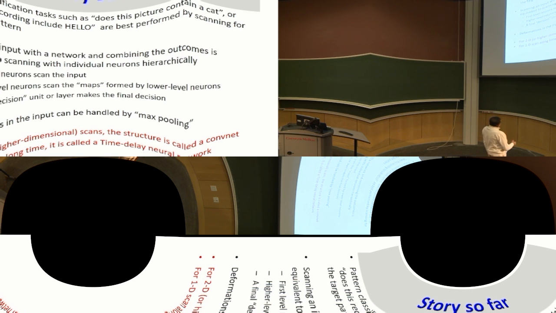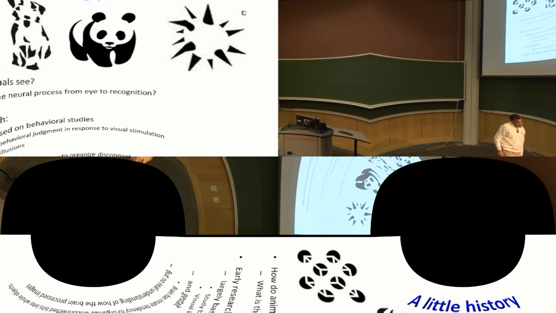We saw that deformations in the input can be handled by max pooling, which, as we'll see today, there are other ways of doing. And we finally saw that when you're scanning two-dimensional images or higher dimensional images, we often call it a convolutional network, ConvNet for short. And if it's just a scan along time, if it's one-dimensional, it's called a time delay neural network.